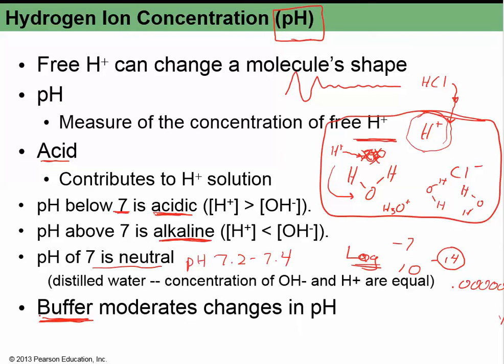So we have buffers, and buffers moderate a change in pH. Now, there are lots of different buffers. Some buffers may work at a pH of 3. Some may work at a pH of 9. The one in our blood likes to keep the pH right around 7.2 to 7.4.